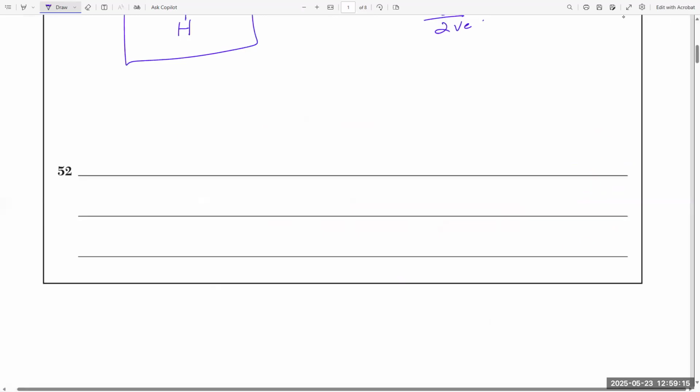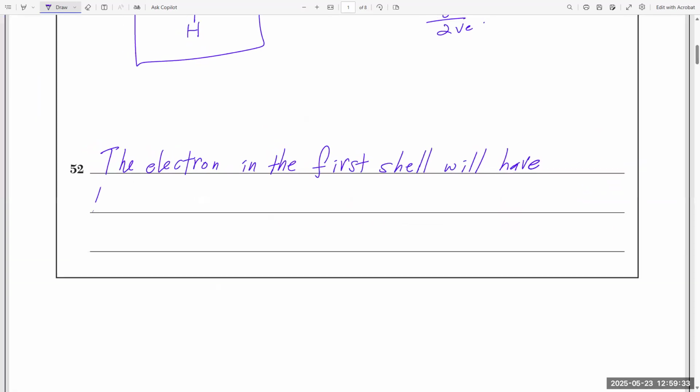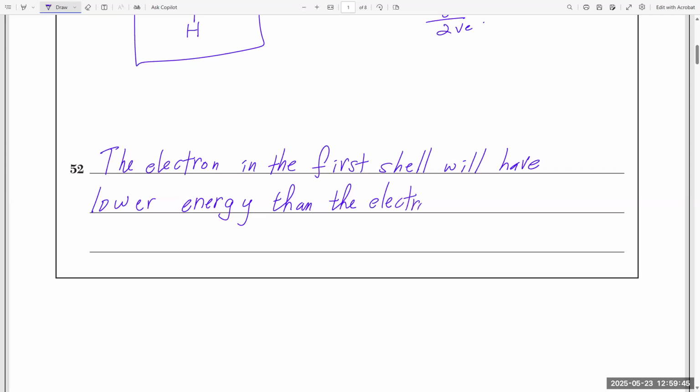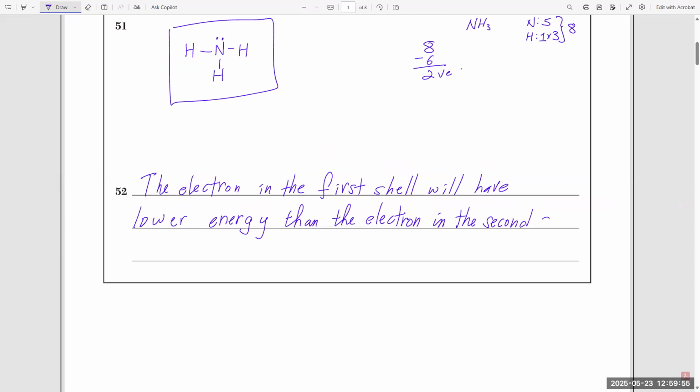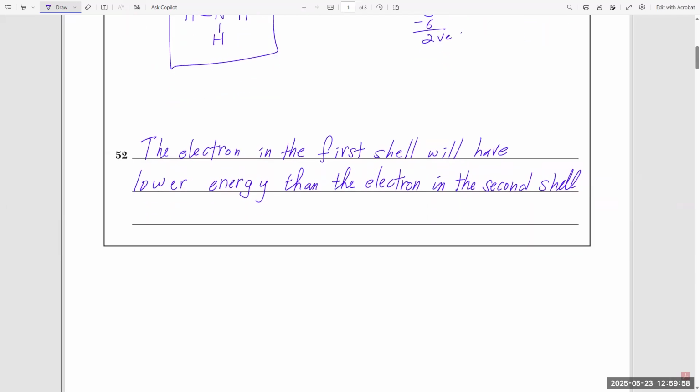So let's go back to the question: energy of an electron. The electron in the first shell will have, do you guys remember, lower energy than the electron in the second shell. Okay, so that's 52.